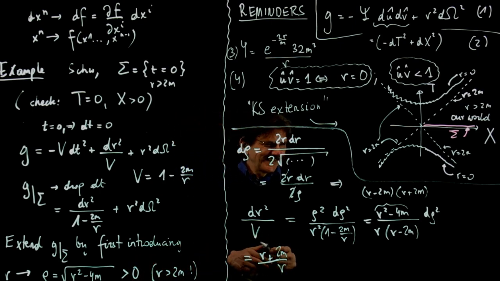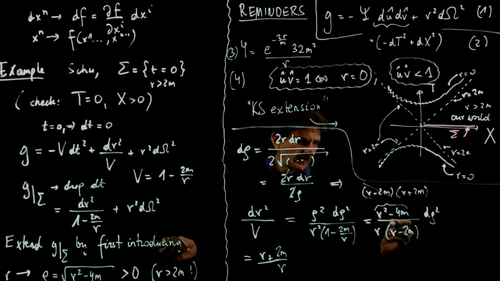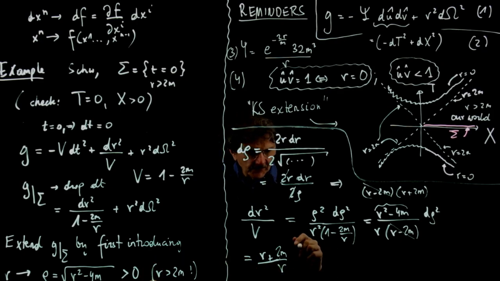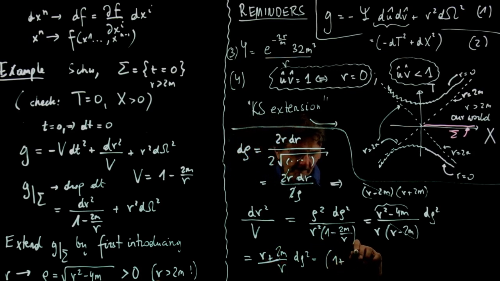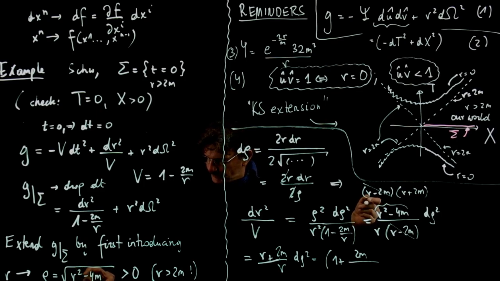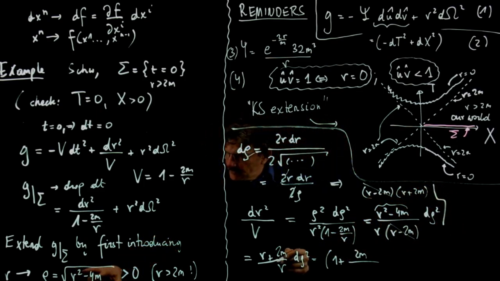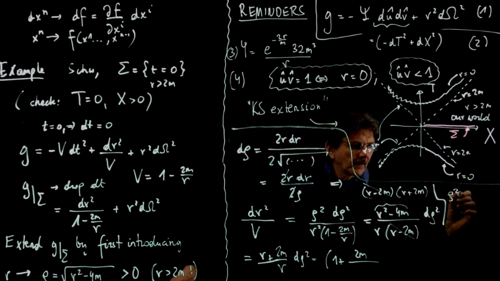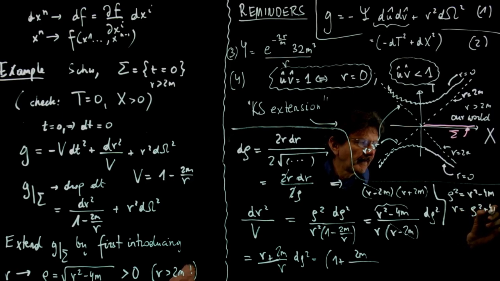Like that, right? So r minus 2m cancels out. D rho square. So r over r is 1. And r, I can calculate from here. So let me just do this calculation. In this region, when I square this, I get rho square equal r square minus 4m. So r, carry this to the other side and take a square root.